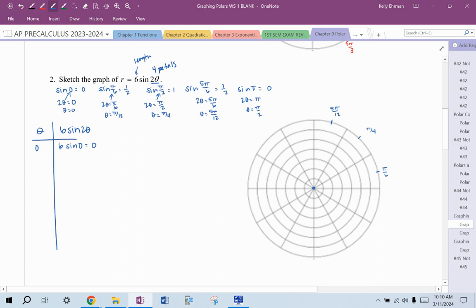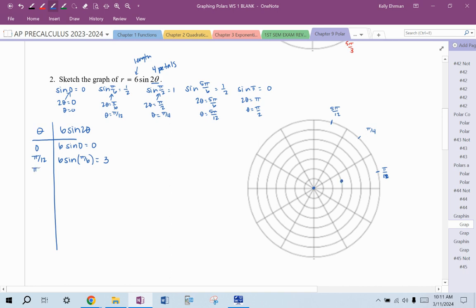So let's see. We put in pi over 12. This is going to give us the width of the petal. That's 6 times the sine of 2 pi over 12, which is pi over 6. 6 times 1/2 is 3. So at pi over, this should say pi over 12. Sorry about that. At pi over 12, we're going to go forward 1, 2, 3 units.